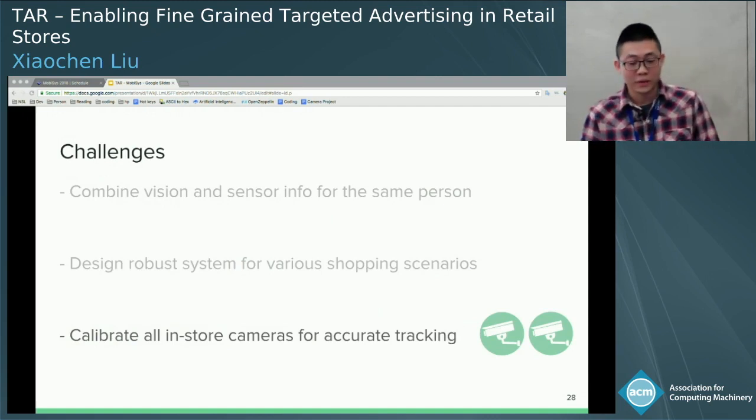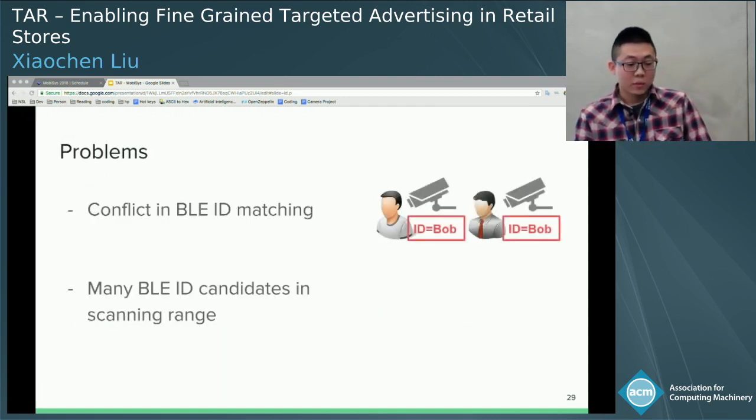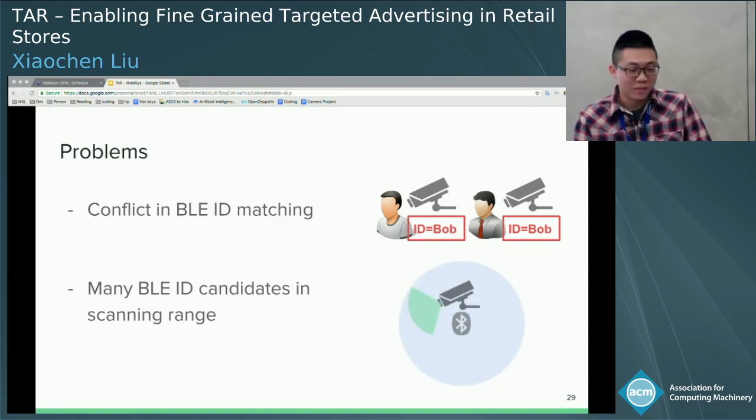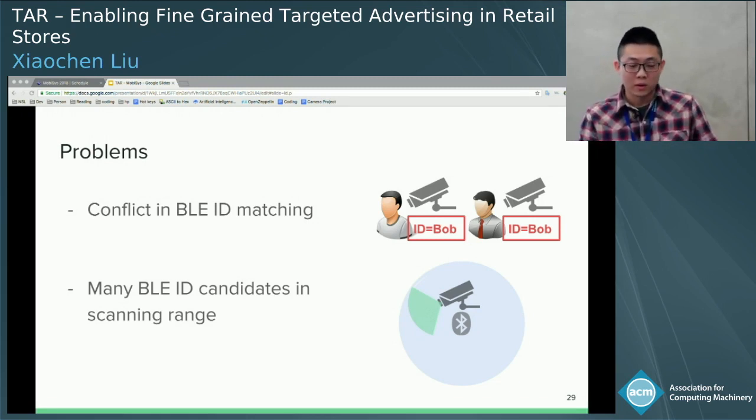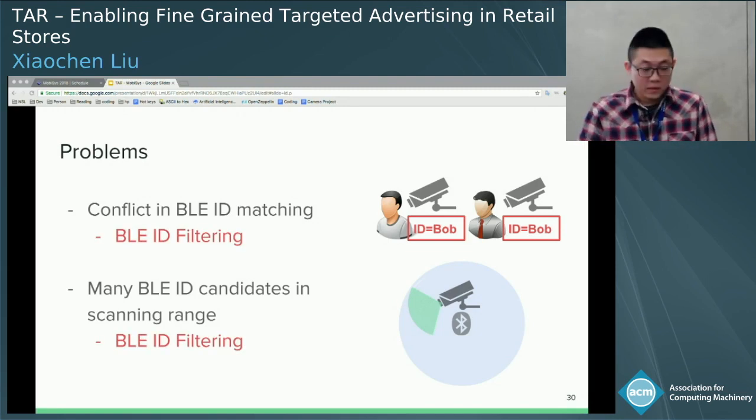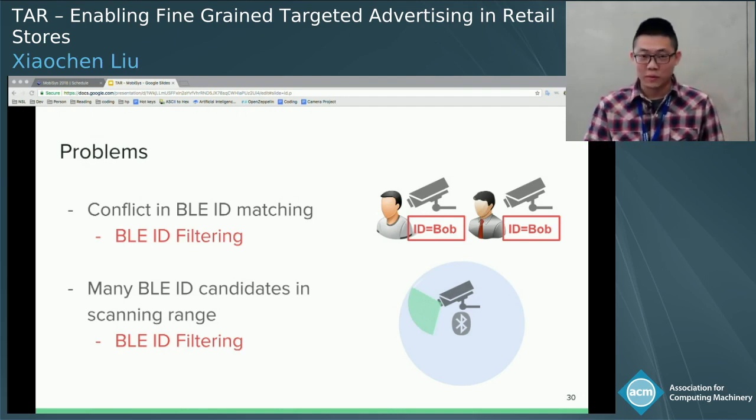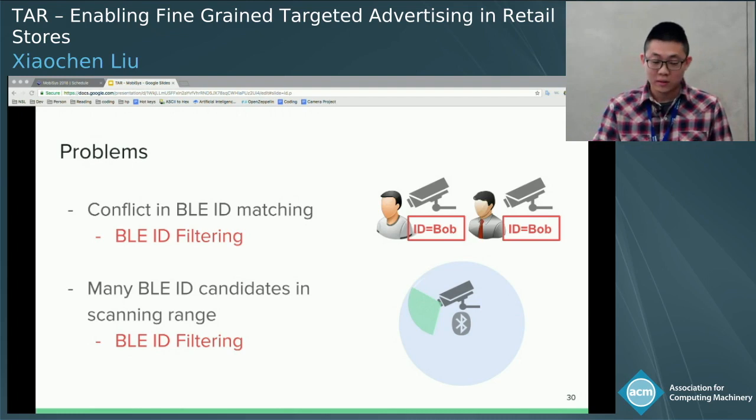The third question is how to calibrate all the cameras. We also face two problems. First, multiple cameras may match different traces to the same ID at the same time. And second, for each camera, its sensing range is just a small portion of the BLE sensor's range, which means many sensed BLE IDs are outside of the video, and they will bring a lot of uncertainty to the BLE matching process. We can use the same solution for these two problems, called ID filtering, which removes invalid candidate BLE IDs.